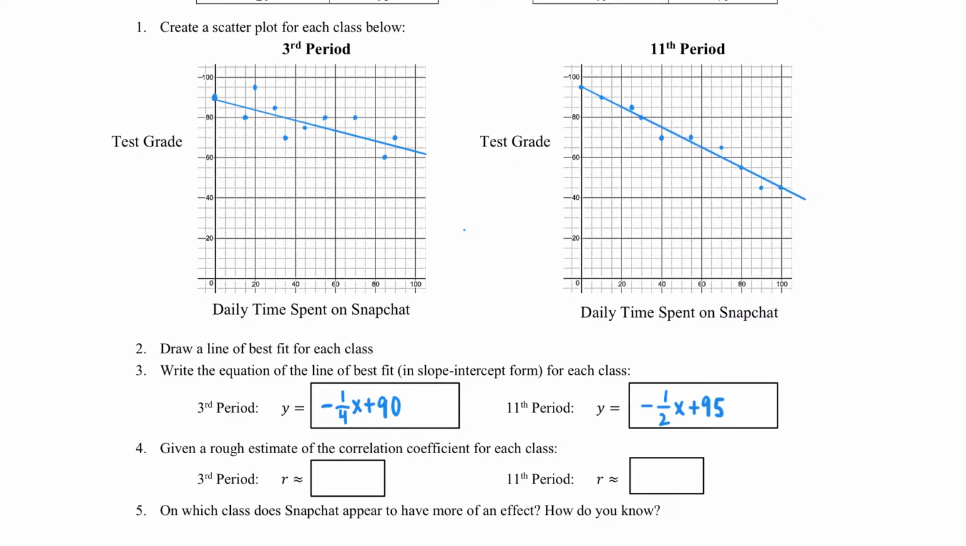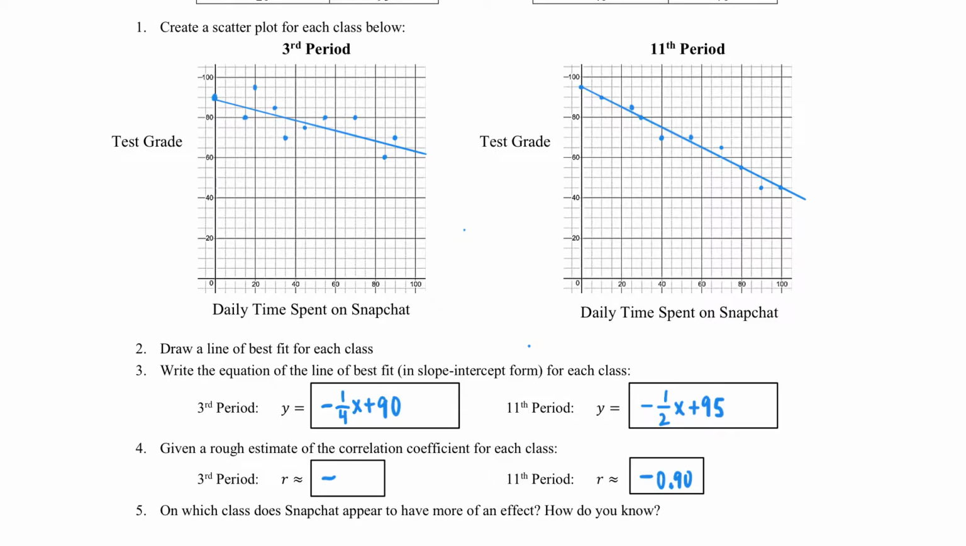They're both negative because they're going down from left to right. For 11th period, I'm going to guess it's probably about negative 0.90 or negative 0.95, maybe negative 0.85 would be a reasonable guess, but it's pretty strong. Remember, the stronger you are, the closer to one you are. The weaker you are, the closer to zero you are.